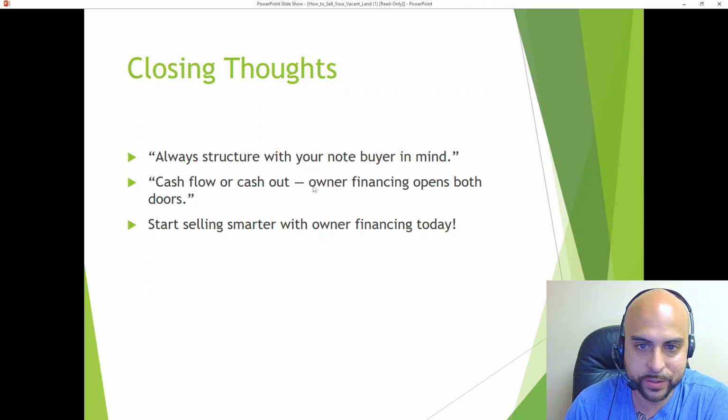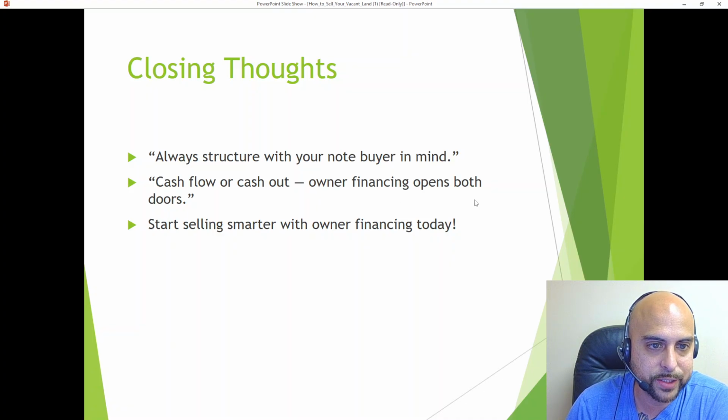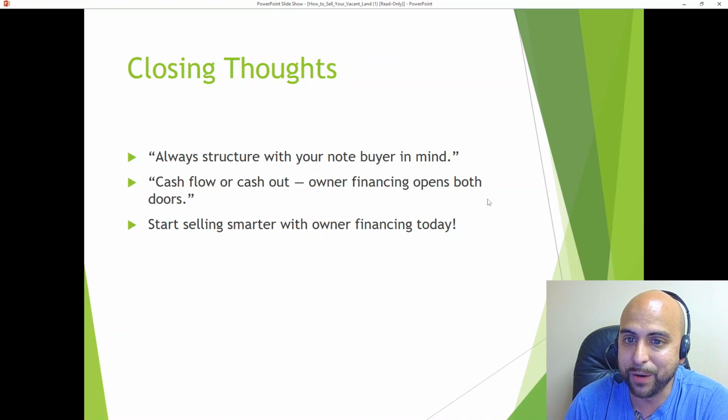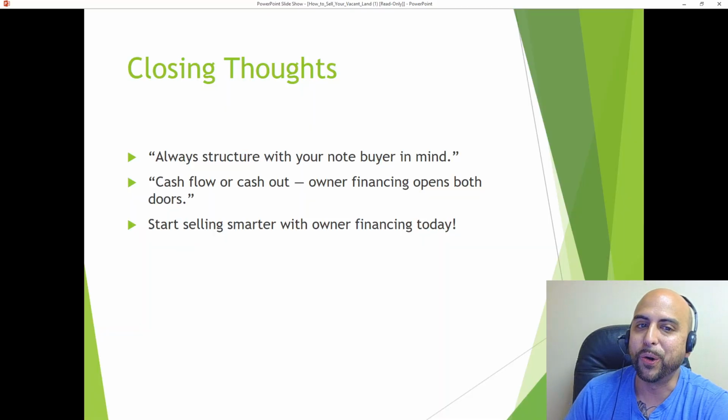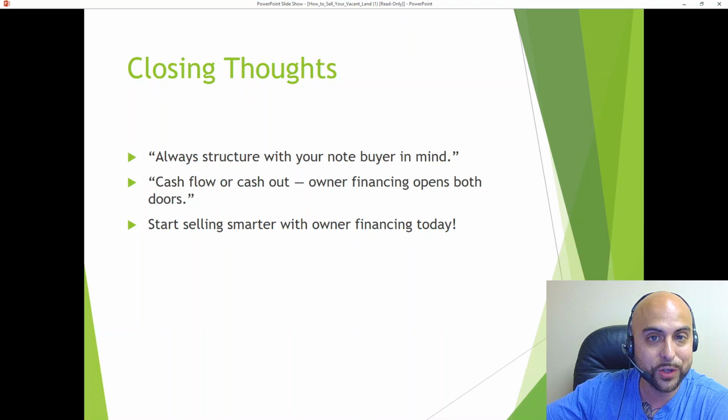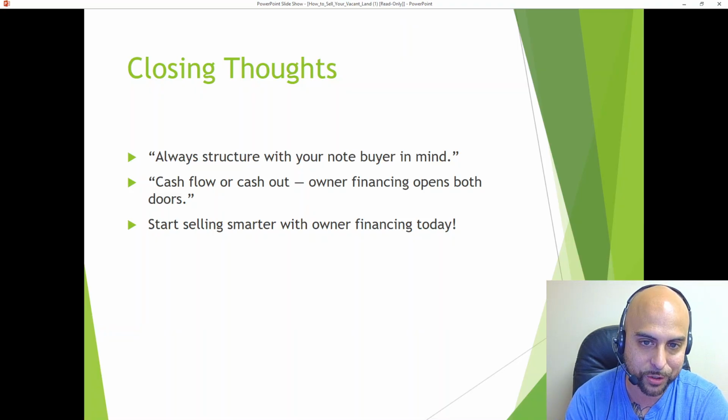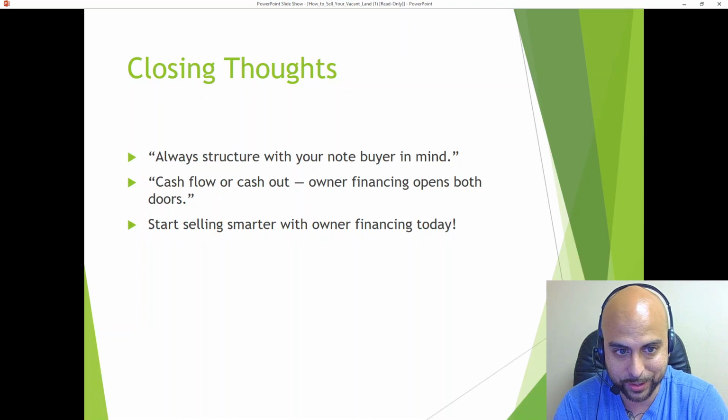I hope that this owner financing roadmap has opened your eyes a little bit, has given you kind of a direction. But you can either cash flow or cash out with this strategy. It's amazing, right? You can flip it, get capital, or you can just build a note or a portfolio of notes. So that's the power of owner financing. Yeah, I hope you guys enjoy this.